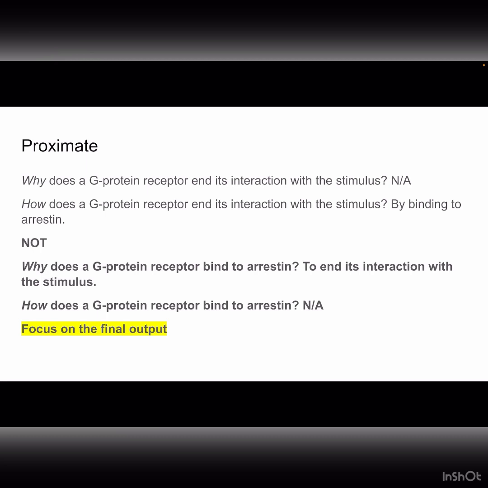In general, when we look for the causation of something, we want to look at the end result of a chain of events and not the events themselves. Arrestin is only part of the process that stops a G protein receptor from interacting with the stimulus. It is not the main focus of the example.